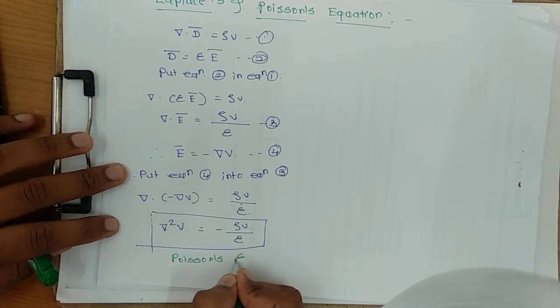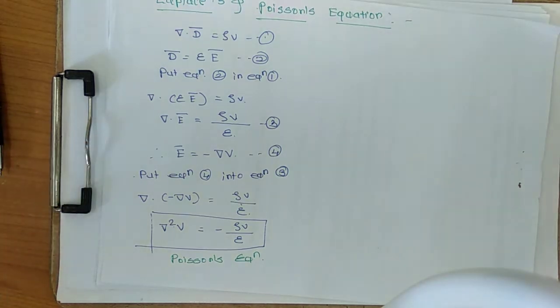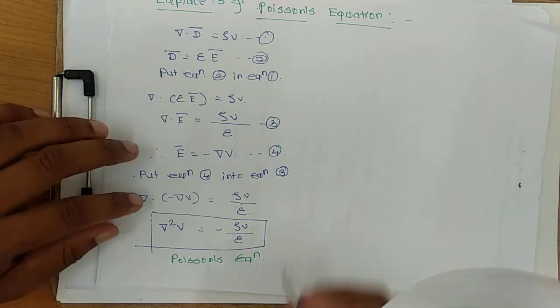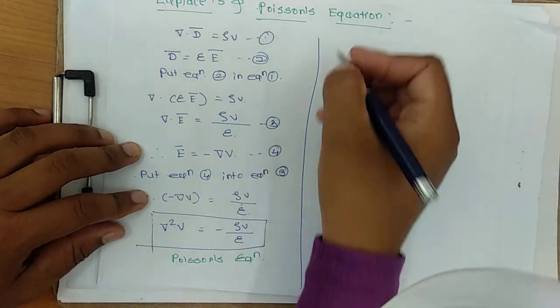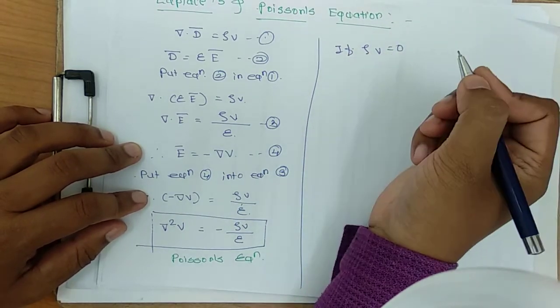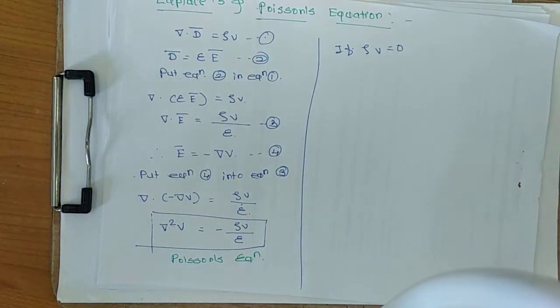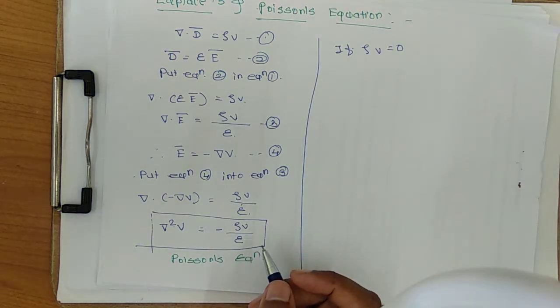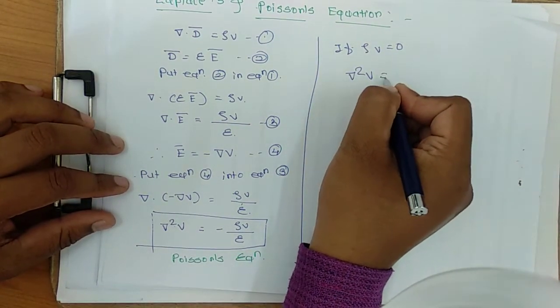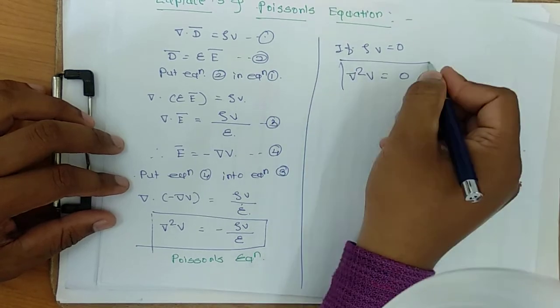This is your Poisson's equation. So it is very simple; you just have to derive it. Now, how to calculate the Laplace equation? If rho v is going to be 0, meaning the volume charge density is 0, as in free space, then what will happen? Del square v is going to be 0. That is the Laplace equation.